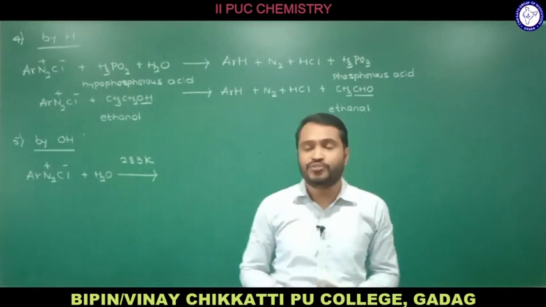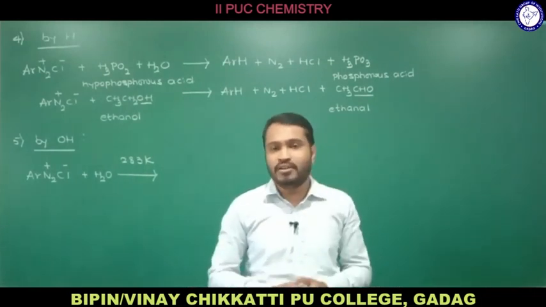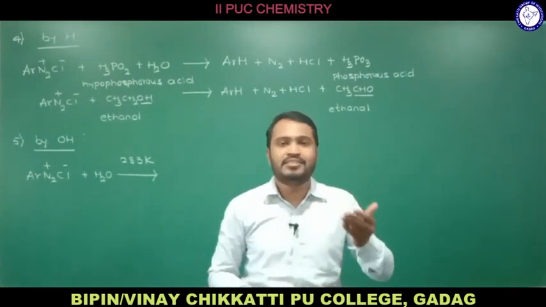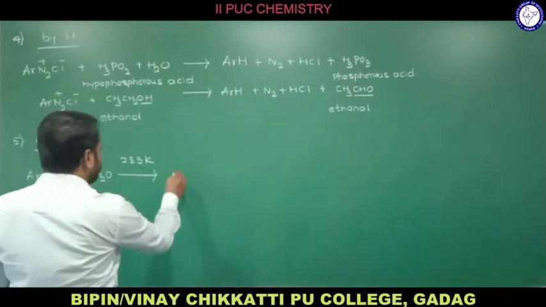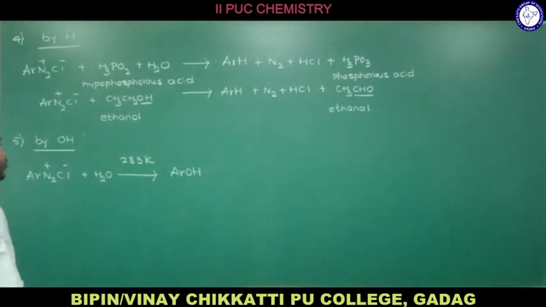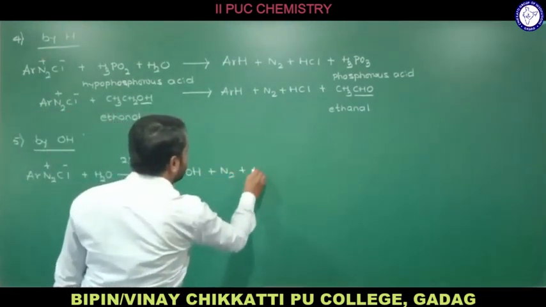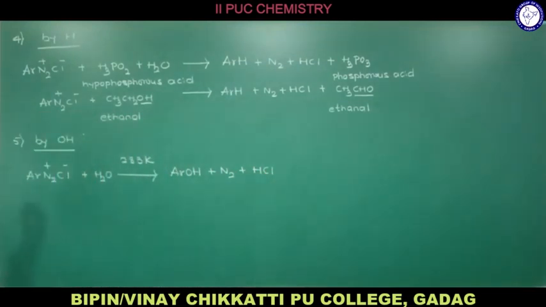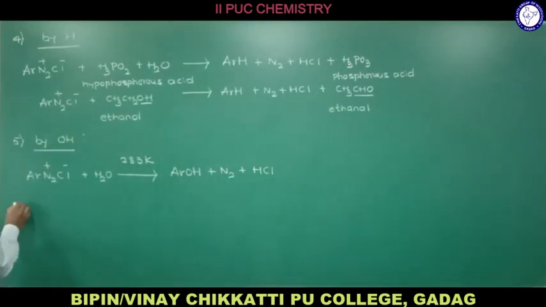While discussing the preparation, I explained that arene diazonium salt is stable in cold conditions only, and if you increase the temperature, hydrolysis takes place. During hydrolysis, there will be addition of an OH group to the benzene ring, and of course some other products we get as common, that is N2 and HCl. In this particular reaction number 5, we displace nitrogen by OH groups, hydroxyl groups.